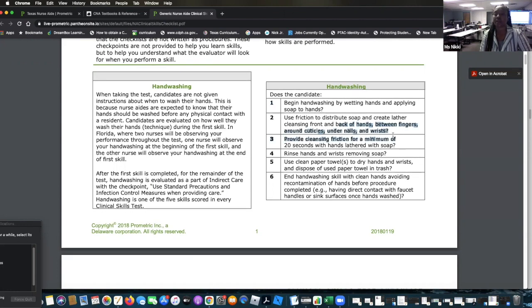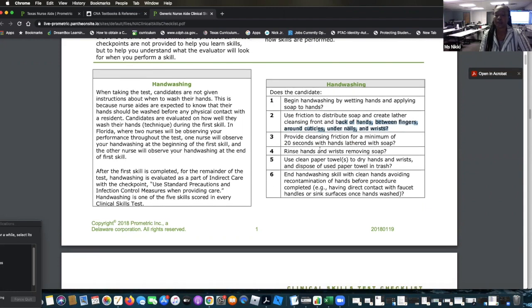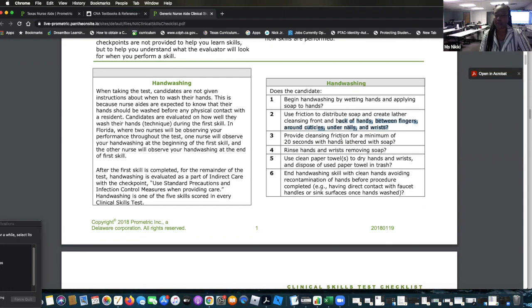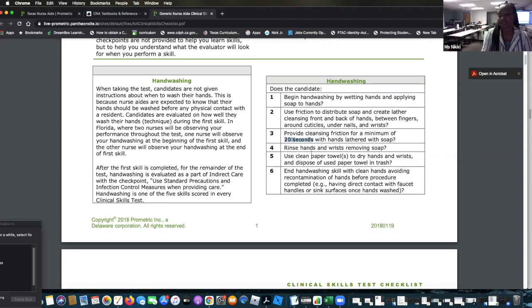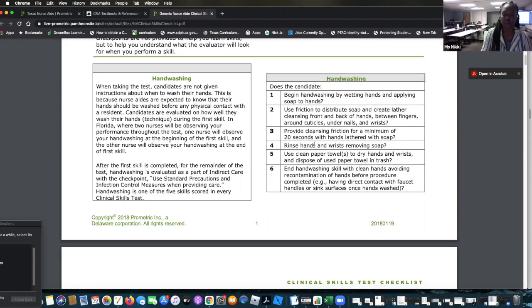Might be a test question I might ask you. Did you provide cleansing and friction for at least 20 seconds? They didn't say under 20. You can go above 20. I suggest you go about 25, because sometimes you get a little nervous and you're doing everything, and you might go 18. And if you just do 18 seconds, that's out of there. Did you rinse your hands, wrists, removing soap?